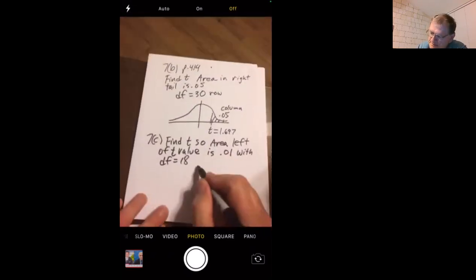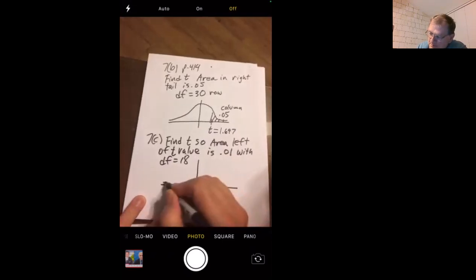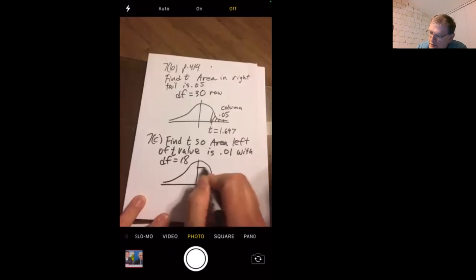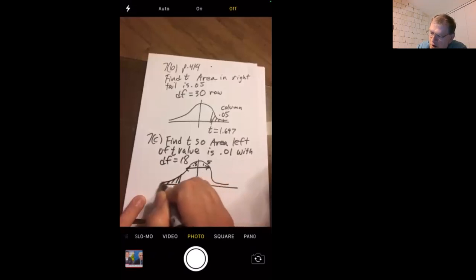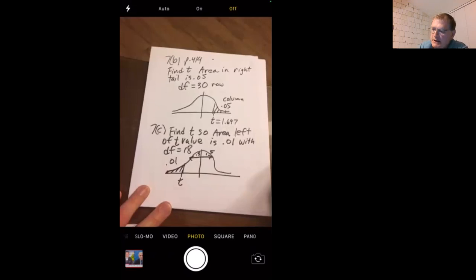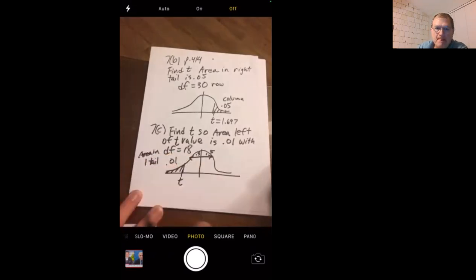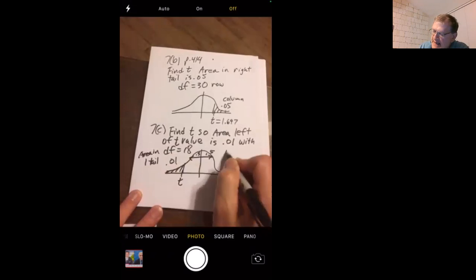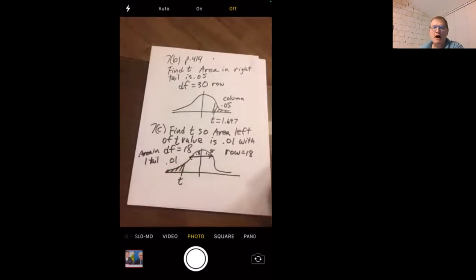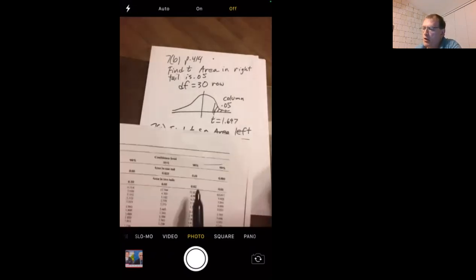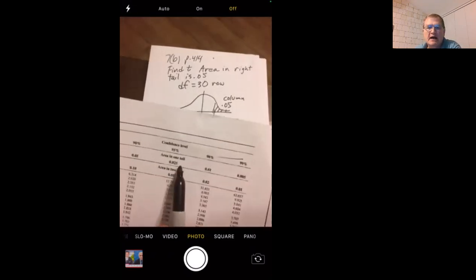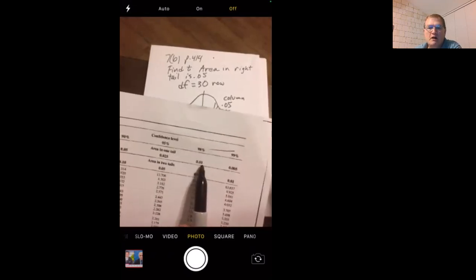So the picture for this, see 0.01, and remember there's 0.5 to each side. It's symmetric. You'll have some T value with 0.01. Notice that's still one tail, area in one tail. And your row is 18. So 0.01 will be the fourth column over. That's still area. That's still just one tail. 0.01's fourth column over. And I'm going to go down to DF of 18. There it is.